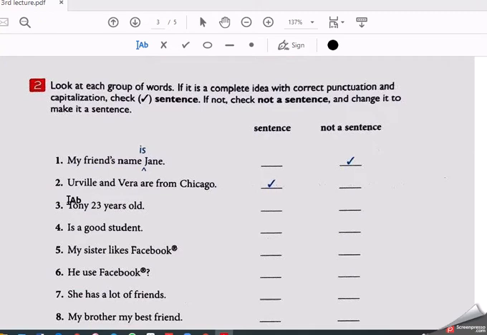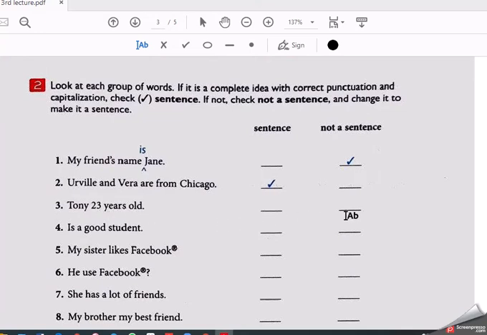Number 2, "Euroville and Vera are from Chicago." This is correct. I don't have to make it a new sentence to make it correct. Why? Because we have "Euroville and Vera," these are two, and this is the subject. "Are" is the verb. "From Chicago" is the completion.